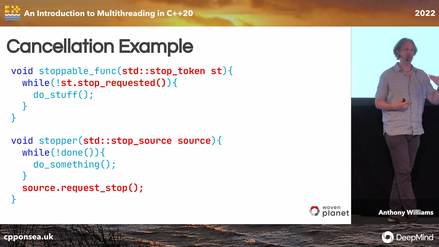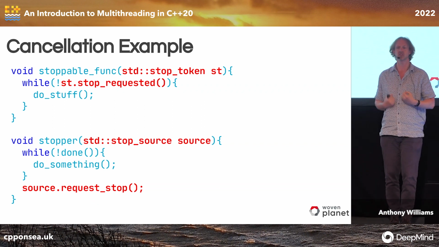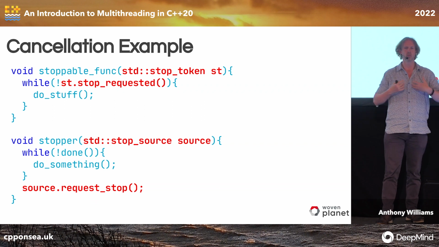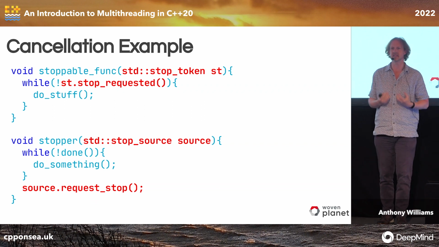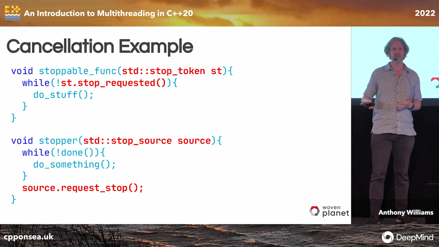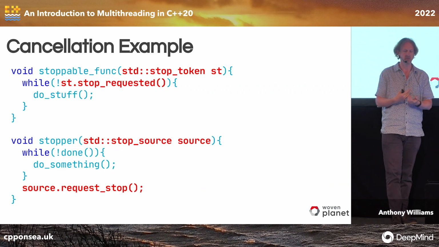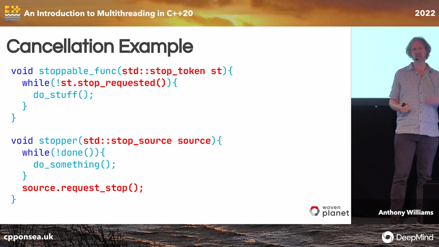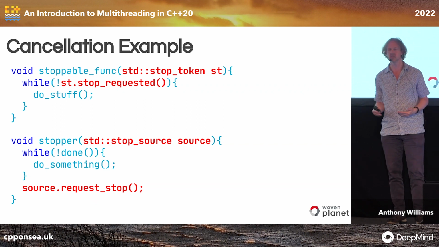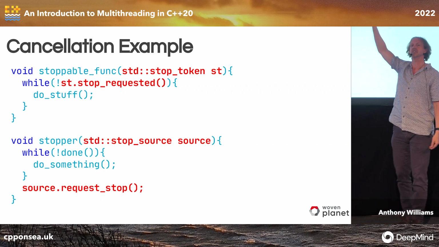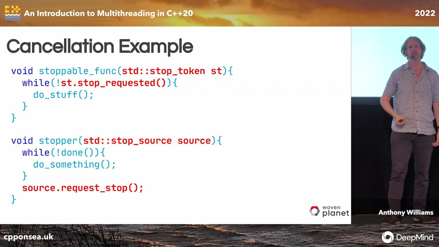And then on the other hand, we have a thread that's going to stop this. It takes the stop source, and then whilst it's not done whatever it is that it thinks needs to happen, then it's going to do something. And then when it's finished, whatever that was, it's going to call request stop to ask the other thread to finish up. And at this point, the stop requested at the top here will return true, and so our stoppable function will exit.